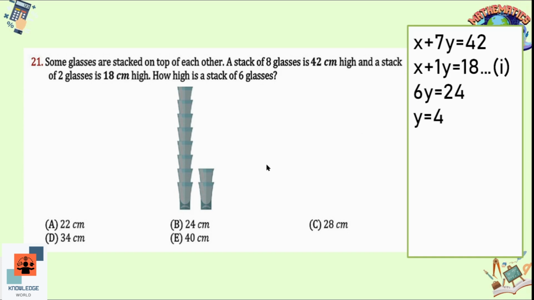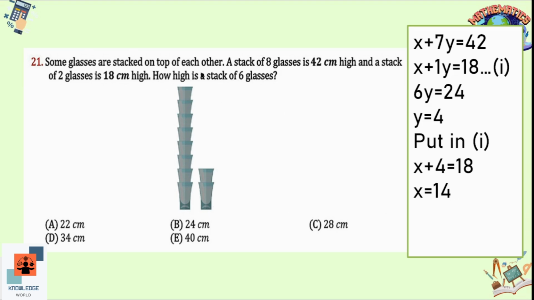Now our next task is to find out the length of the glass at the bottom. So we will put our value of y in equation 1 to find out the value of x. That is x plus 4 is equal to 18. Now we will move 4 on the other side of the equal. So 18 minus 4 is equal to 14. So in other words, we may say that the length of the one glass is 14 centimeter.